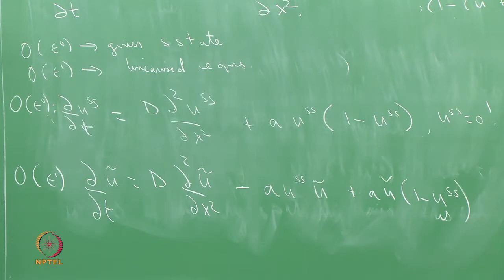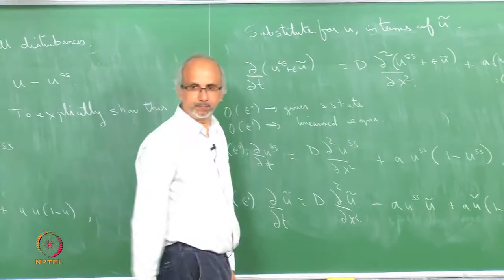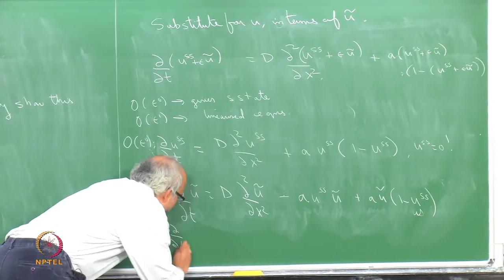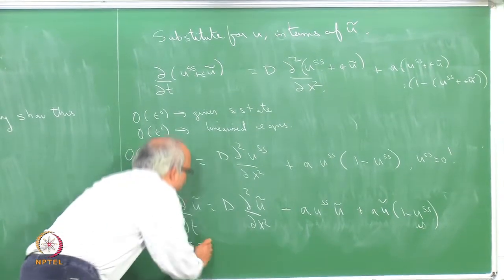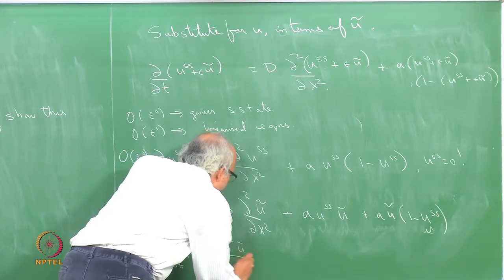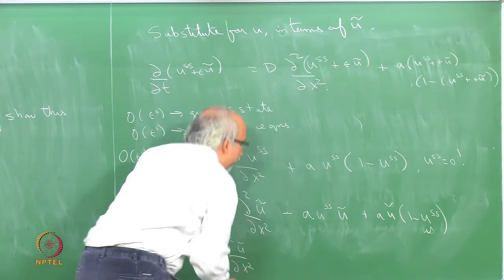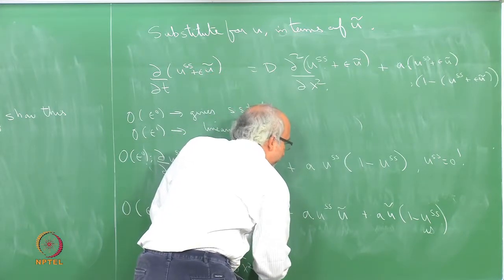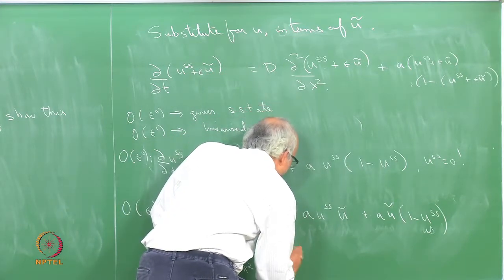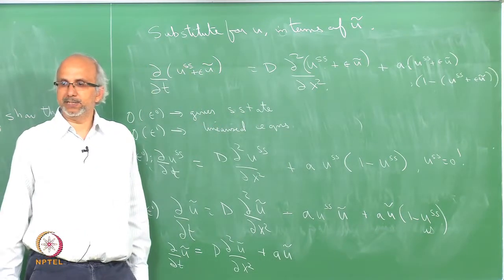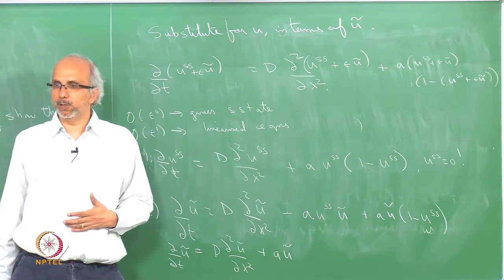Yep. Now put u_ss equal to 0. And your linearized equation is d by dt of u tilde equals d times d squared u tilde by dx squared plus a u tilde. That's your equation at order epsilon to the power 1.